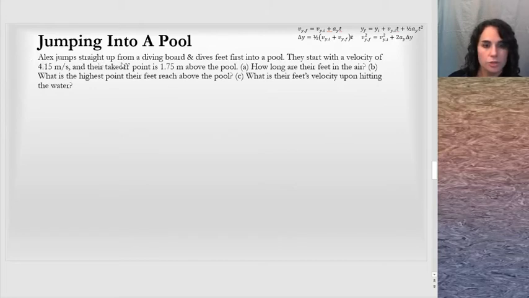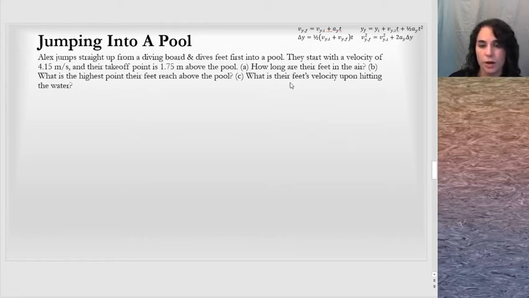Alex jumps straight up from a diving board and dives feet first into a pool. They start with a velocity of 4.15 meters per second and their takeoff is 1.75 meters above the pool. How long are their feet in the air? What is the highest point their feet reach above the pool? What is their feet's velocity upon hitting the water?